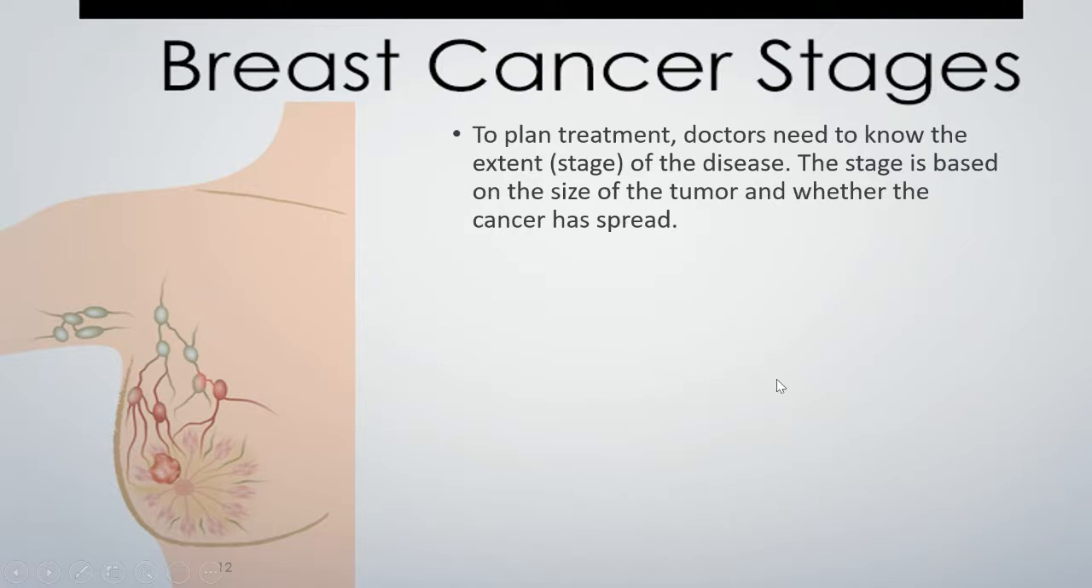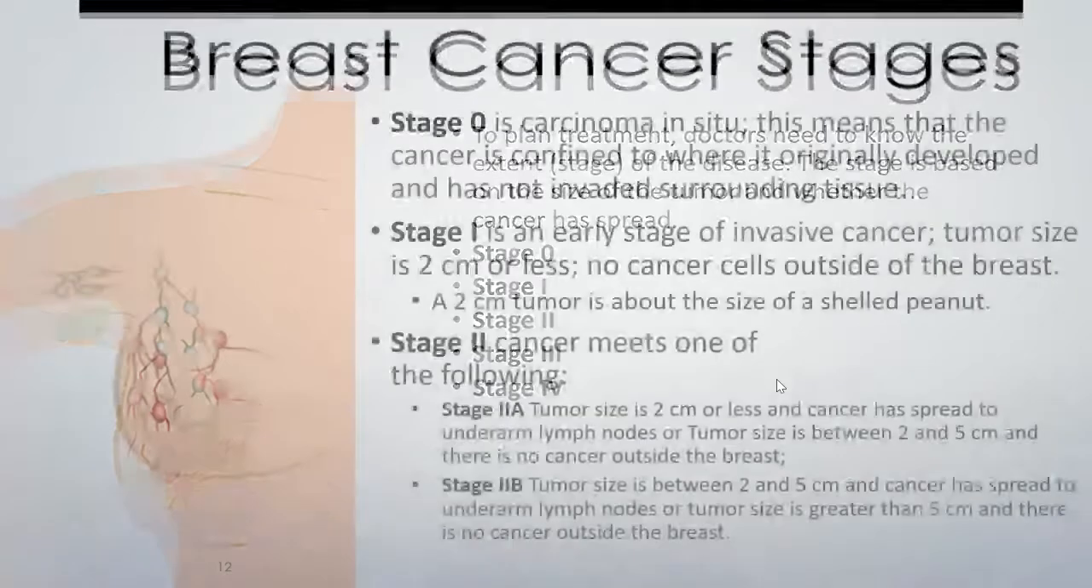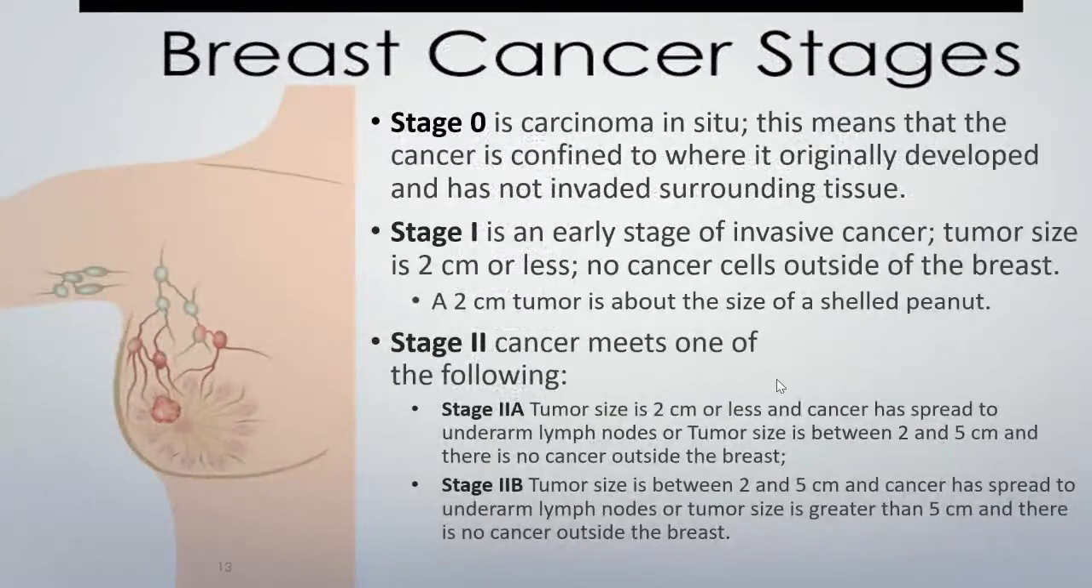When doctors are considering the type of treatment for breast cancer, they first need to know at what stage of the disease the person is in. The stage is based on the size of the tumor and whether or not it has spread. So the stages are stage 0, 1, 2, 3, and 4. Stage 0 is carcinoma in situ. This means that the cancer is confined to wherever it originally developed and it has not invaded surrounding tissue.